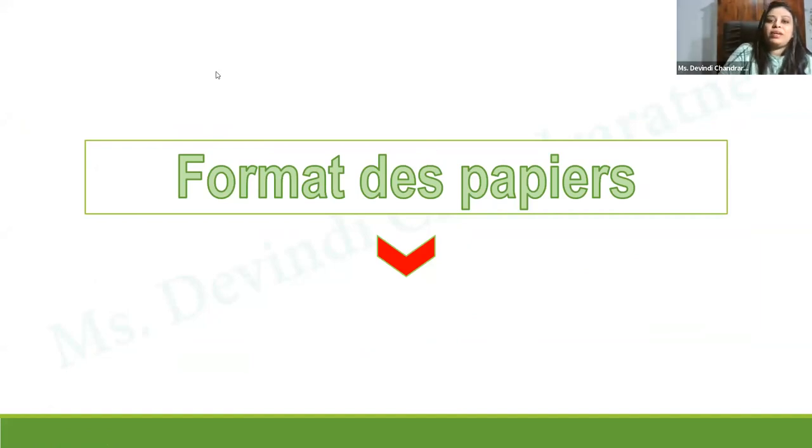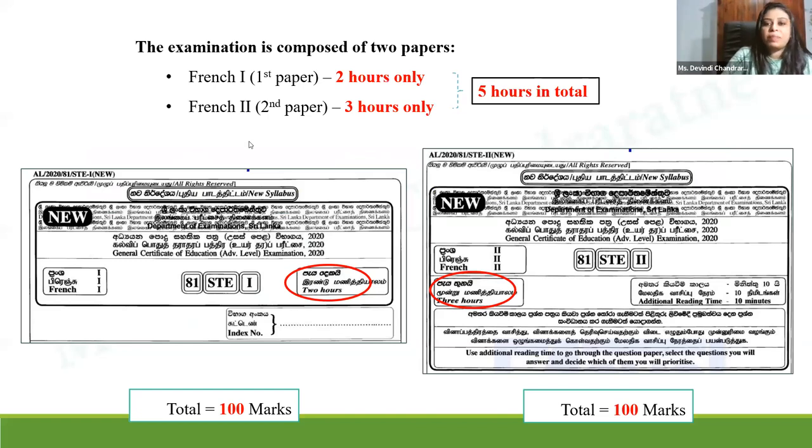When it comes to the format, you know that there are two papers, the first paper and the second paper, and they are allocated 2 hours and 3 hours. In total, it's 5 hours, right? There are 100 marks in total for each of the papers. And now we are going to talk about how this setting is composed.